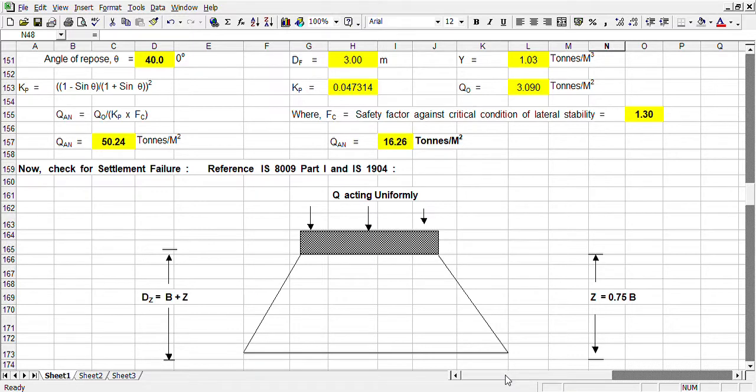So now the IS 1904 has recommended various ranges of settlement starting from 50 mm to 125 mm. Originally it was 1 inch, that is 25 mm. Now it is increased to 2 inch, 50 mm to 125 mm, for different types of structures and different types of foundation.